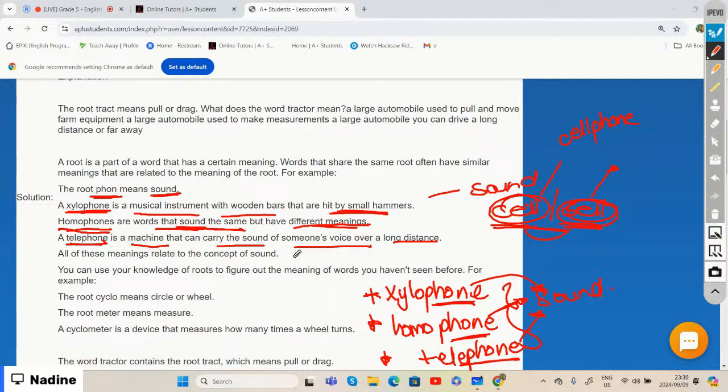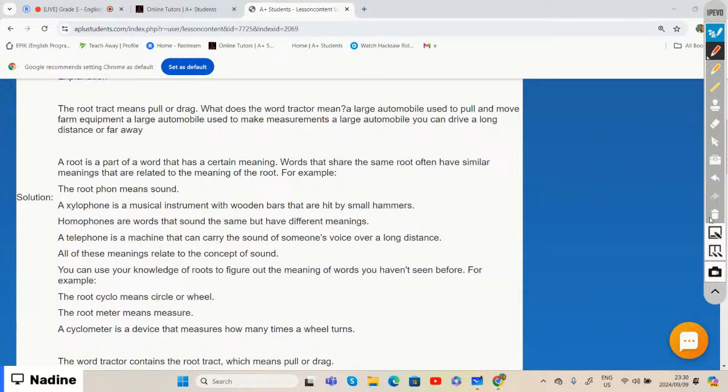Right? So that is one root word that we just went over, or rather more examples that we made of one root. If you look at another example of another root, look at the word cyclo. Here it says you can use your knowledge of roots to figure out the meaning of words that you haven't seen before. There are a lot of words that we have not seen before, but if we know the roots and their meanings, then we will be able to create the meaning based on what the root is.